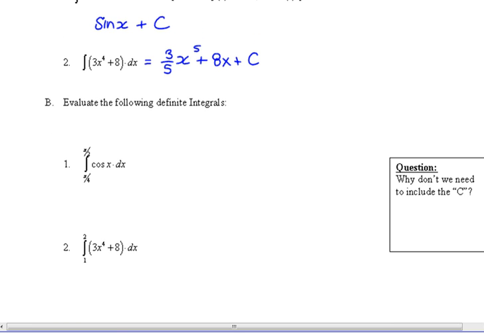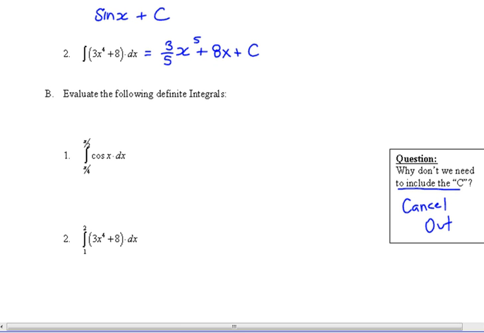Okay, so in a definite integral, why do we not need to include plus c? They cancel out. Wait, so how is this different? It's not. So it's just teaching you a new notation. Hooray. So that's nice, right? Shouldn't be stressful.